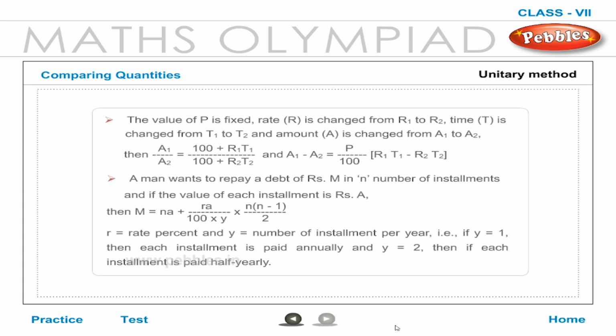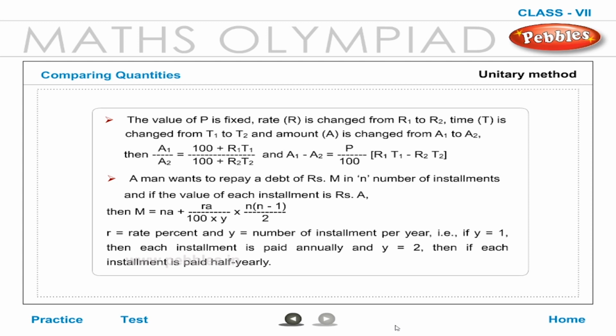The value of P is fixed, rate R is changed from R1 to R2, time T is changed from T1 to T2 and amount A is changed from A1 to A2, then A1 by A2 is equal to (100 plus R1T1) divided by (100 plus R2T2), and A1 minus A2 is equal to P by 100 into (R1T1 minus R2T2).